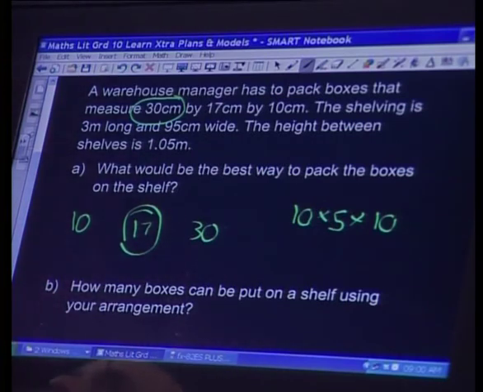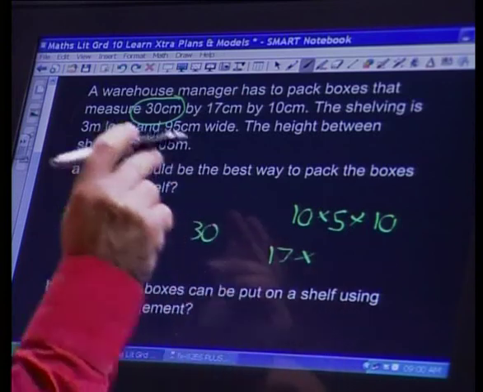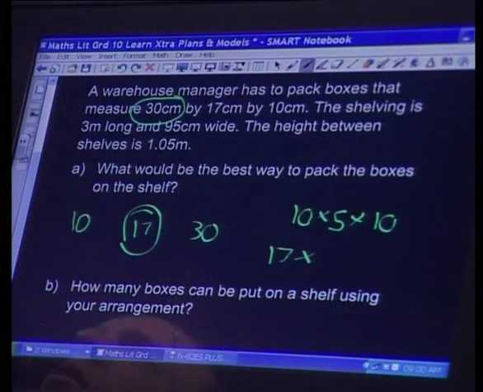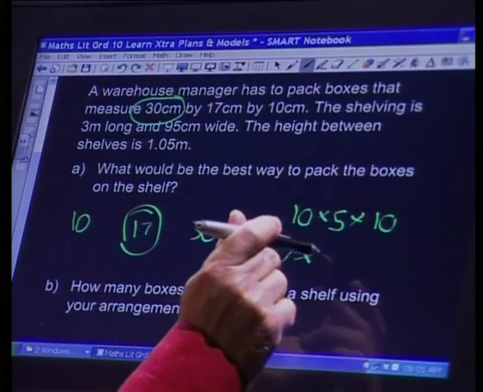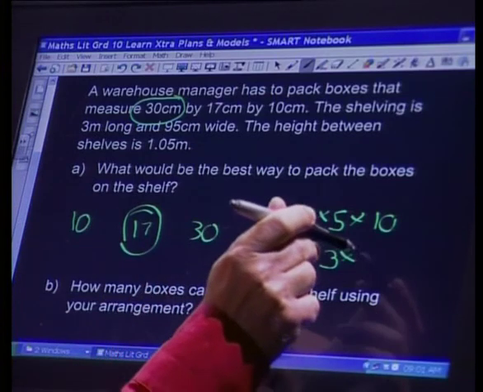But if I took my 17 centimeter face and put it across, and then I put my 30 centimeter face down the width of the shelf, that means I could fit 17 boxes across the length. But 95 centimeters is all I've got available, and I could only fit 3 30 centimeter faces down, which means that's times 3. And then I still got my height of 10 centimeters, which I've got for the shelf space, I've got 1.05 meters. That means I could fit 10 boxes on top of each other. So I times that by 10.